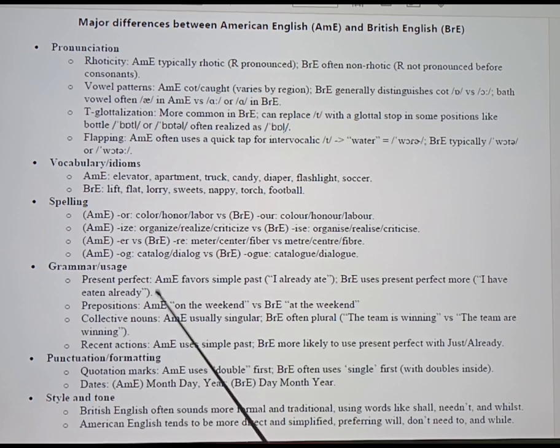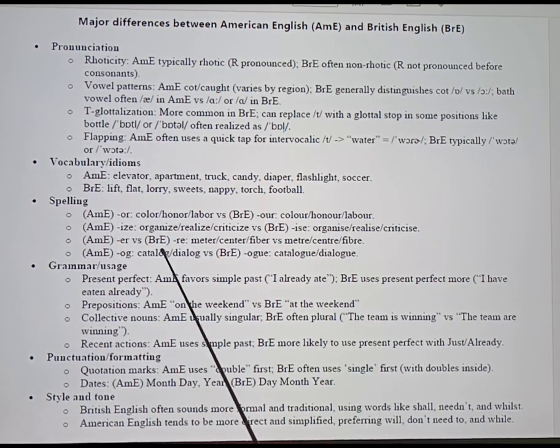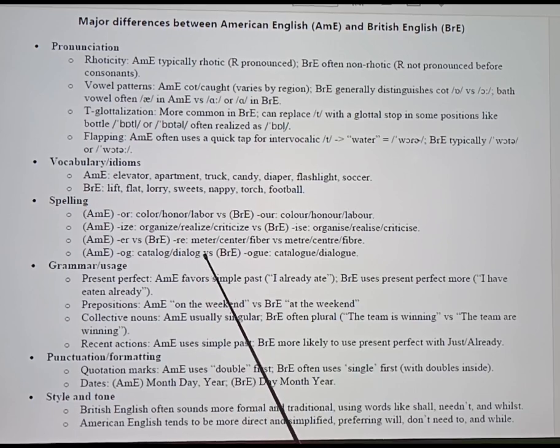And another difference in this spelling category is that ER in American English becomes RE in some special words, such as meter, for example, center, fiber, become such as this.